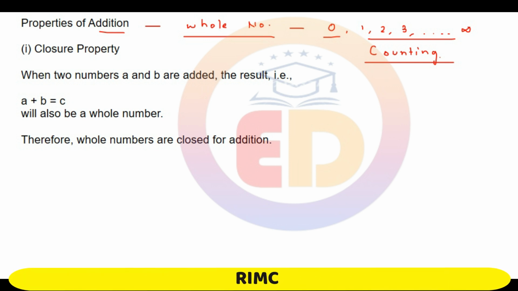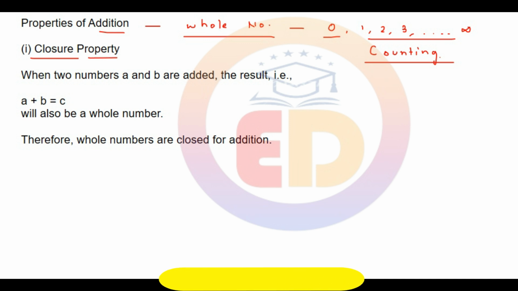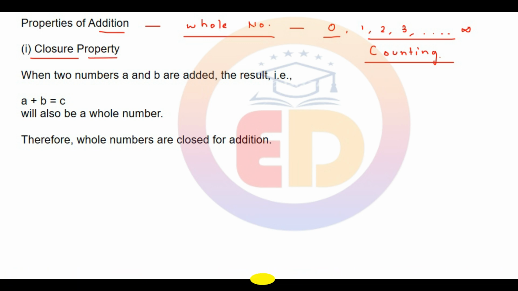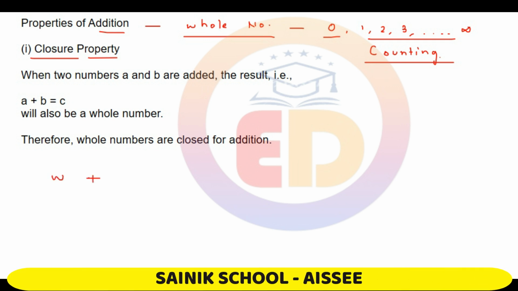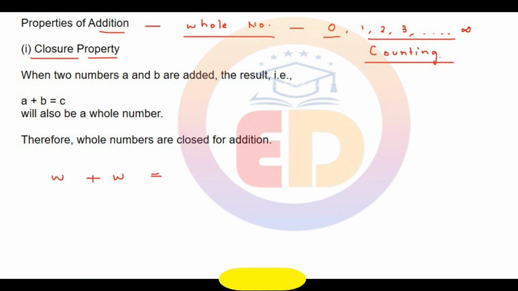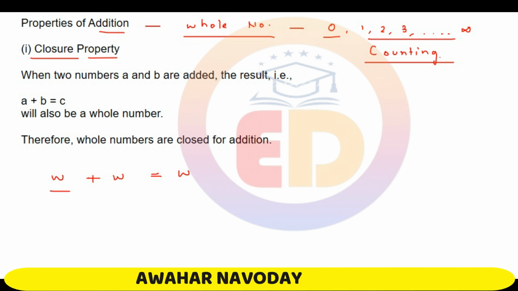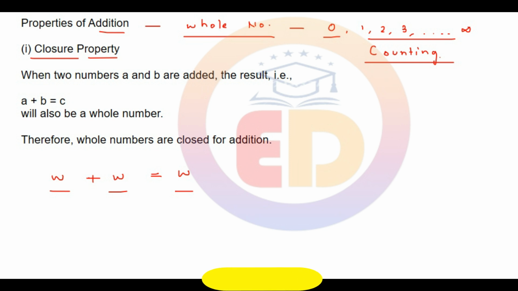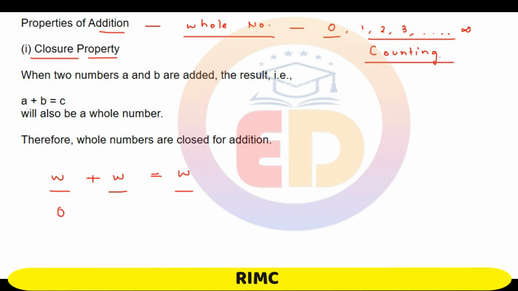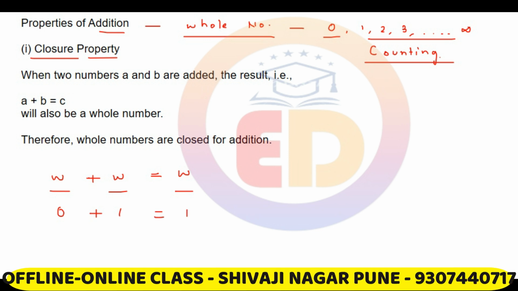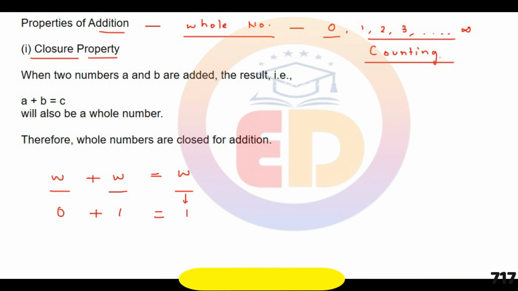The first property is the closure property. Please understand, a closure property means a whole number plus a whole number will be equal to a whole number. This is the closure property of addition of whole numbers. Means when we add a whole number to another whole number, we will get a result which is a whole number. For example, if I add 0 which is a whole number plus 1 which is another whole number, I will get 0 plus 1 is 1 which is also a whole number.